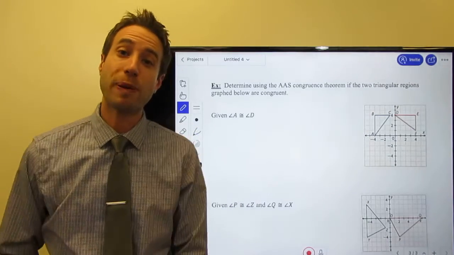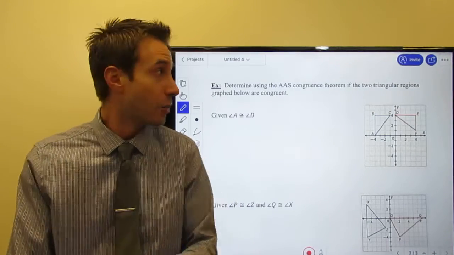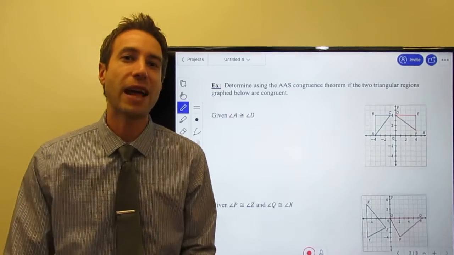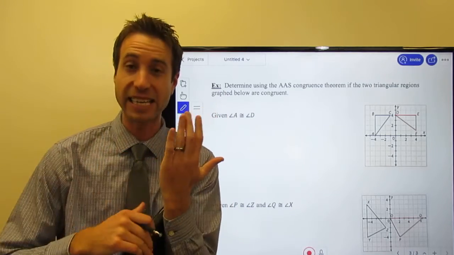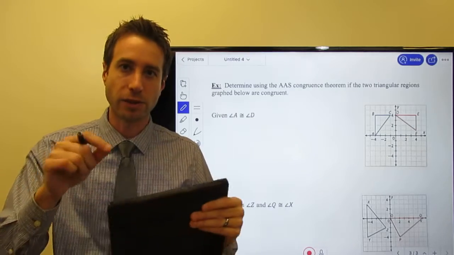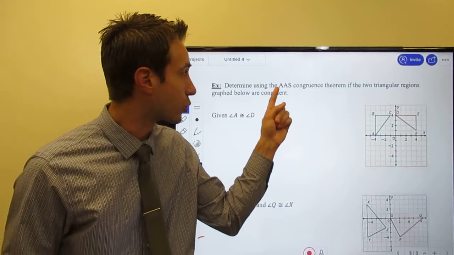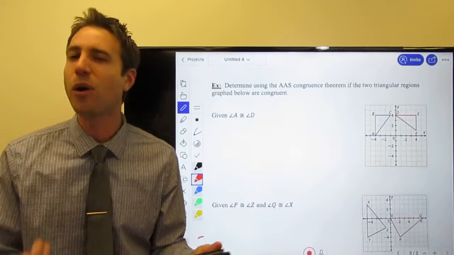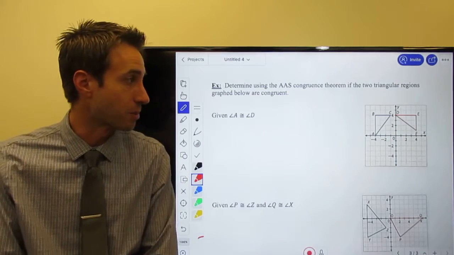Alright guys, welcome to this page of the notes, and again what we're doing is we're looking at those shortcuts that allow us to prove triangles are congruent without having to prove the six things, the corresponding pairs of congruent triangles, those 6 things. These little shortcuts. So angle, angle, side is the one that we're on right now. Let's go ahead and take a look at how this would work in these particular problems.